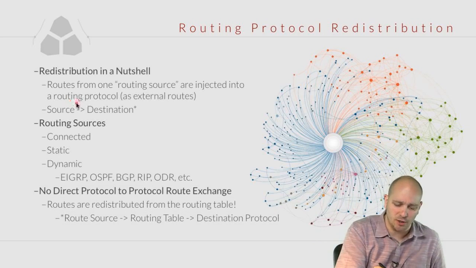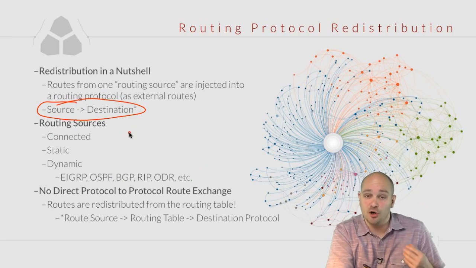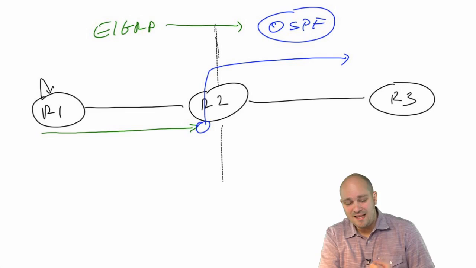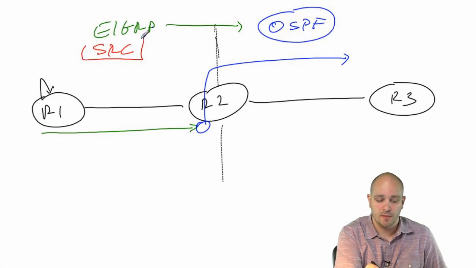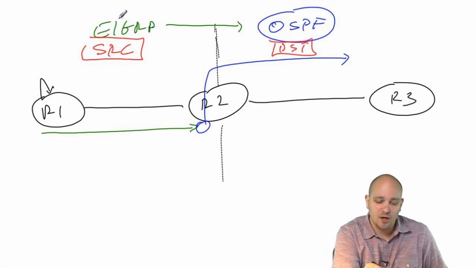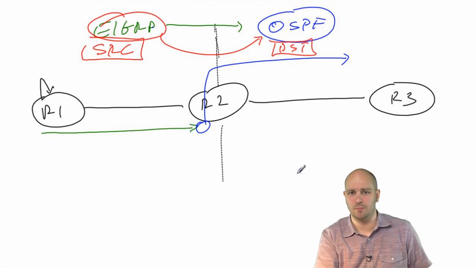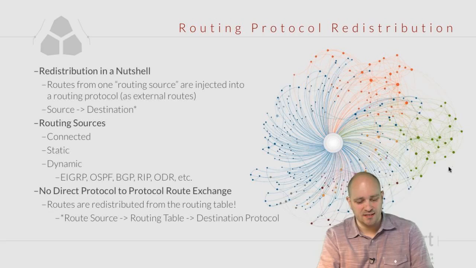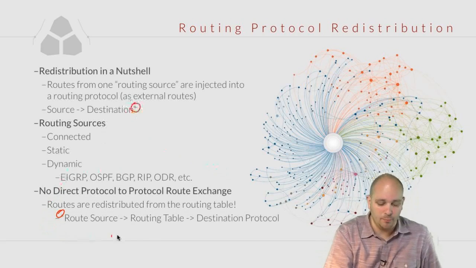Now, if you take a look here, I did mention that the routes are injected from the routing source into the destination routing protocol. In this example here, my EIGRP is the source and OSPF is the destination. And you would think that the routes were directly injected from the EIGRP topology table into the OSPF database as the external routes. That doesn't happen, however, and that's the reason why I put this tiny little asterisk here to explain it a little bit more.